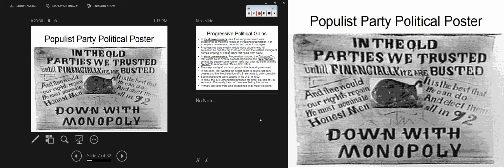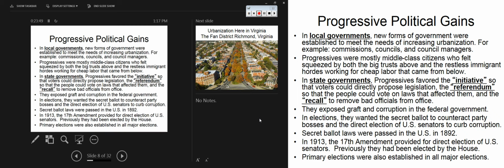This is one of the populist party's political posters, a bit of a tongue twister, in the election of 1892. In the old parties we trusted until financially we are busted down with monopoly. Ultimately, the populists are going to get pulled into the Democratic Party. Does anybody remember who our Democratic candidate was that is elected to another term, and he's our only one to serve non-consecutive terms? That's right, Grover Cleveland, good job.